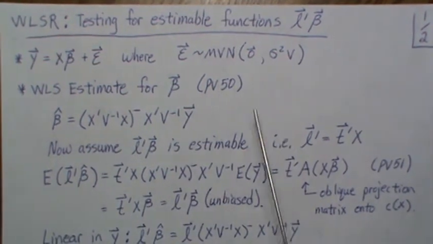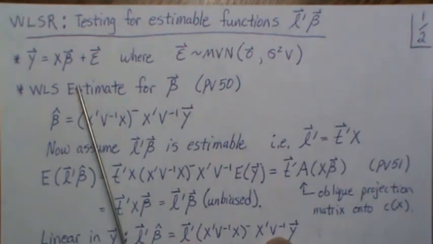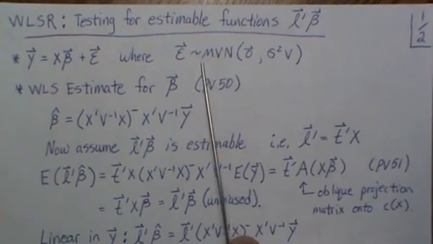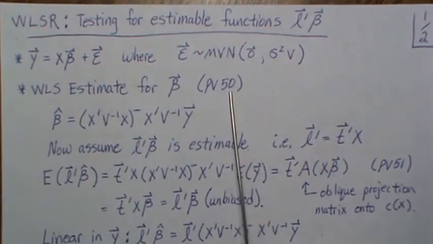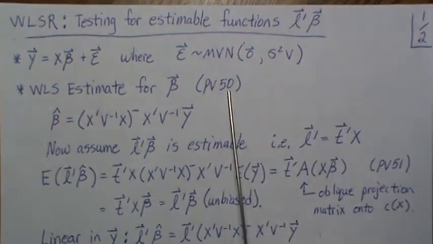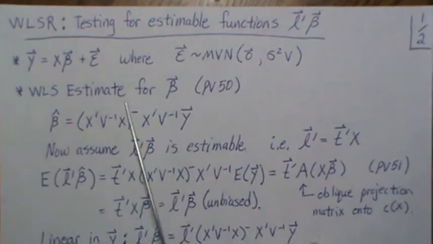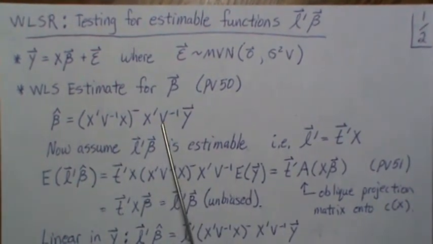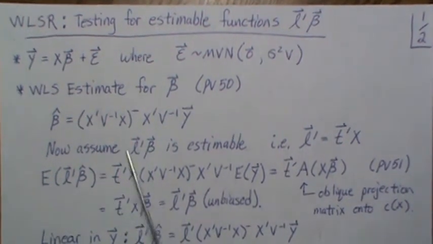positive definite matrix. Now, the weighted least squares estimate for beta, I would refer you back to previous video 50 in this playlist. The playlist is Generalized Linear Models Regression. It's the 50th video. It's defined to be like this, where V is the least squares estimate, X, of course, the design matrix.